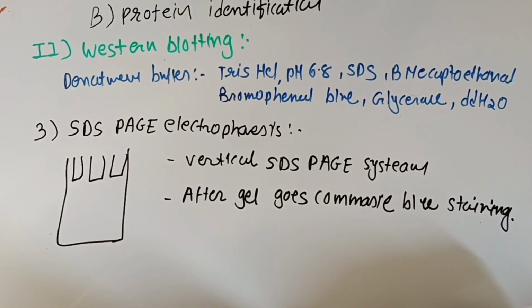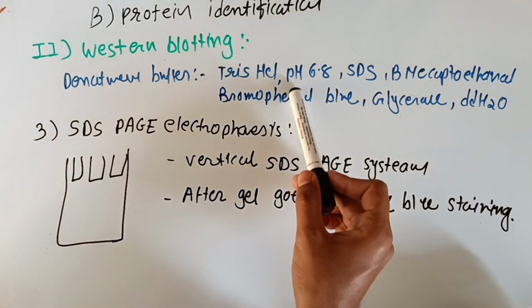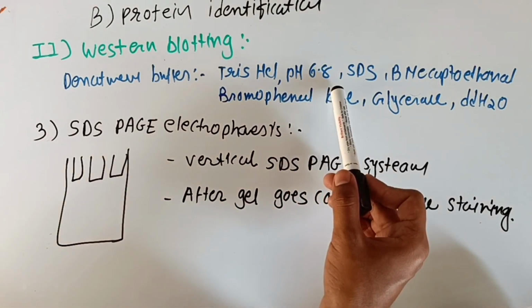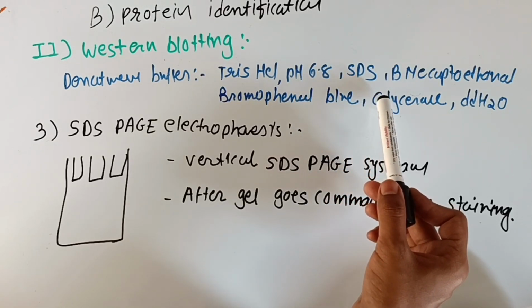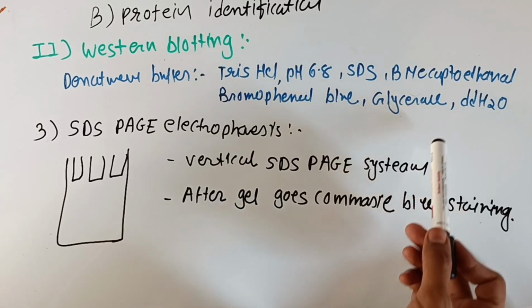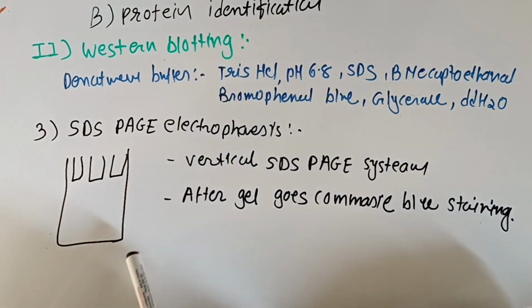After gel preparation, the prepared gel is transferred to a glass plate, and after that the comb is applied. Then the gel goes for solidifying. After it is solidified, the gel is transferred into the denaturation buffer, which contains Tris with a pH of 6.8, then sodium lauryl sulfate, ethanol, bromophenol blue, glycerol, and DDH2O. After that, SDS-PAGE electrophoresis is applied.